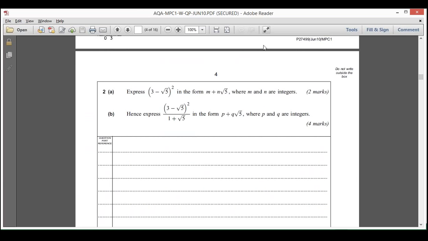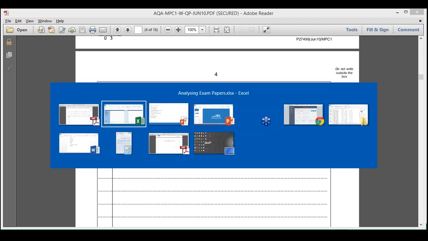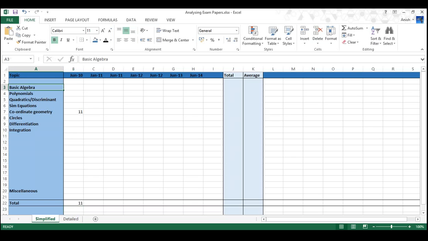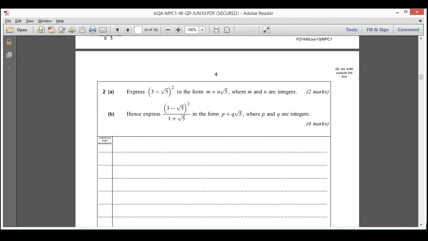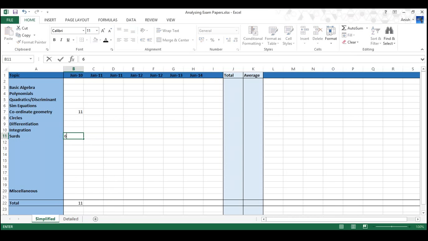Right, next we have surds and more surds, so rationalizing the denominator and just manipulating surds. So let's see on our table, where should that go? Now I could put in basic algebra, but surds is quite an important topic, so I might just make that a topic on surds. Rather than having rationalizing the denominator separately, we'll just call it surds, and that's going to be 6 marks on surds.